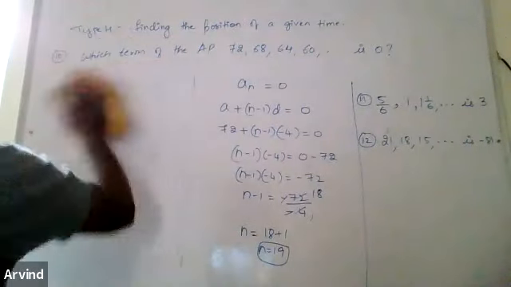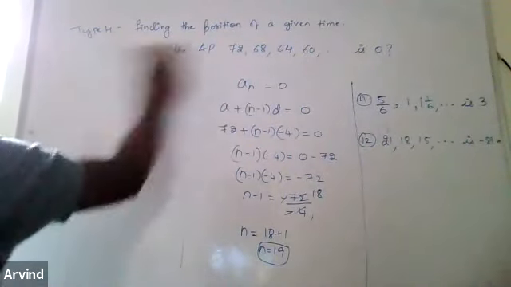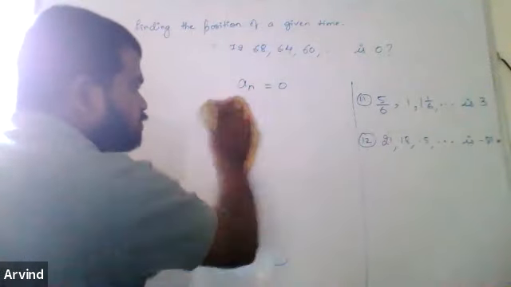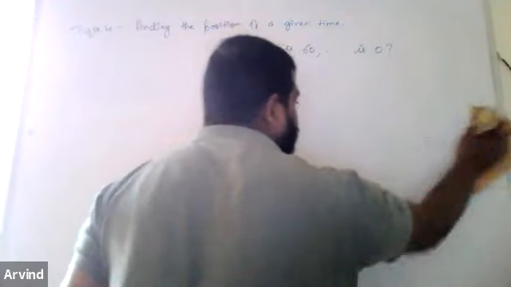So let's move on. Okay, this was your type 4. Finding the position, which is the same as finding the number of terms. Both are one and the same. The next one is type 5.